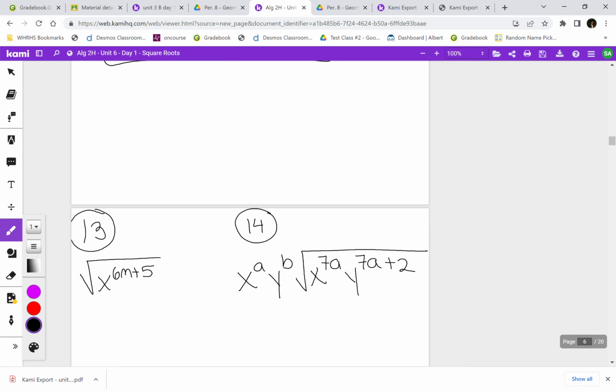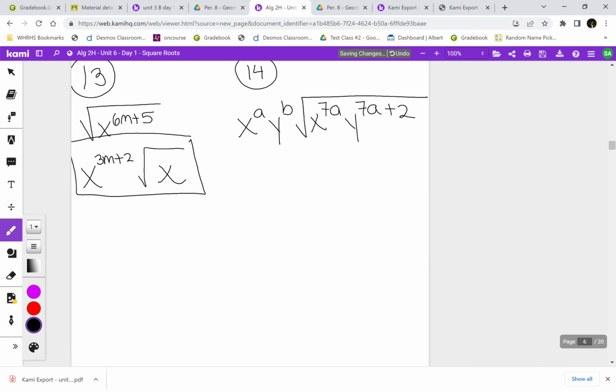All right, who has an answer to number 13? David. X to 3m plus 2 root x. How many people got that? Good, who needs to see me do this? All right, so number 14 was a little bit different. I switched it up just a bit. Who thinks they have an answer to 14?